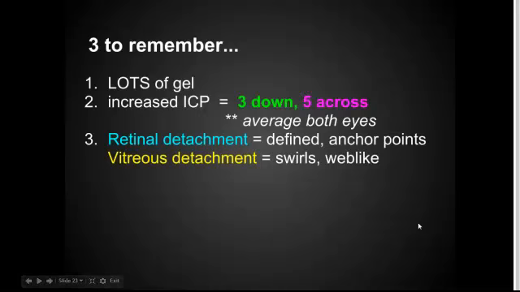So 3 things to remember for ocular ultrasound. Use lots of gel. That's for the protection of the eye and to get a great image. The rule for increased intracranial pressure is 3 down and 5 across, and make sure you average both eyes. For retinal detachment, it should be very well defined. Look for those anchor points at the ora serrata and the optic nerve. And vitreous detachment is more web-like. You're going to see it swirling back and forth.